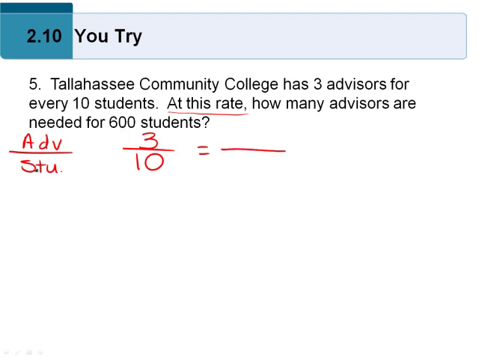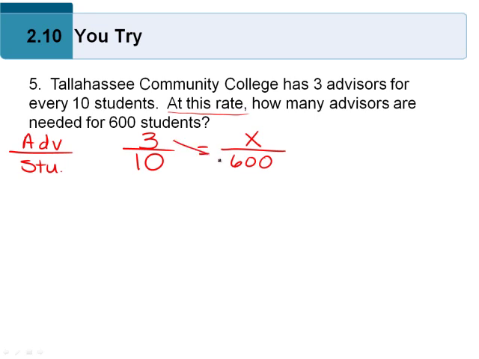So they've given us the other number of students. So the 600 goes to the bottom, and we want to know how many advisors. The x is not always going to be on top. It has been a lot of times, but not always. So don't always think, oh, the x always goes on top. It just depends on how the problem is worded.